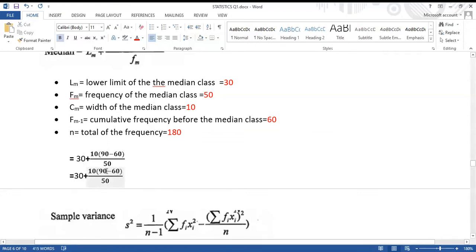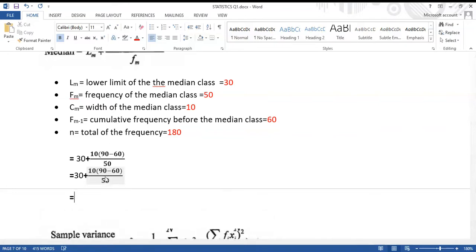90 minus 60 is 30. 30 times 10 is 300. 300 divided by 50 is 6. So 30 plus 6 gives us 36. So that is our median.